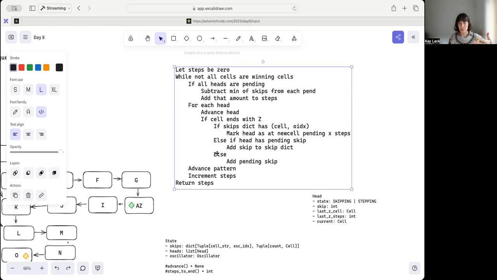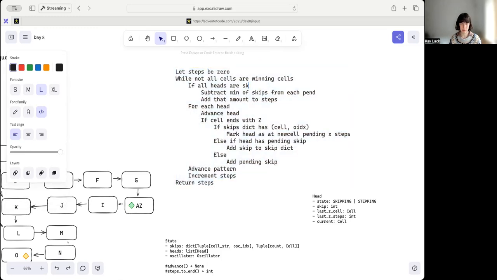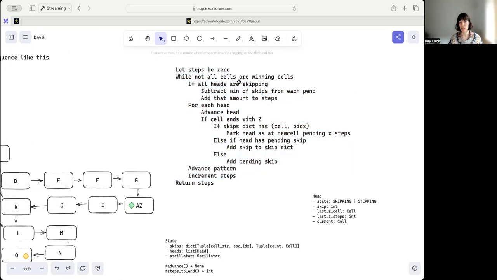And if we then see that cell again, we mark the head as skipping and how many cells it's skipping for. And then if we're in a situation where all the heads are skipping, we subtract the minimum of the skips across all the heads and add that to the amount of steps. Then, in theory, we get to the right answer.